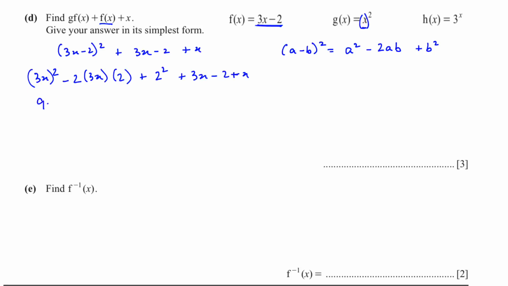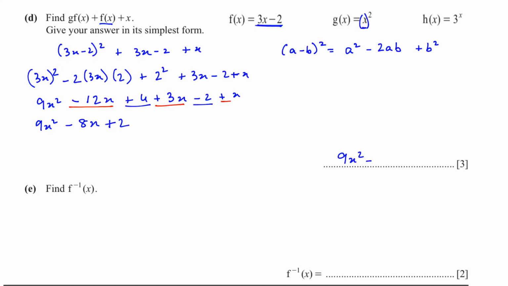When we simplify it, we'll get 9x squared. Remember, the square is for the 3 and for the x. And minus 12x plus 4 plus 3x minus 2 plus x. Add the like terms together, all the x's with the signs. So we have -12 plus 3 plus 1, which gives -8x, and plus 4 minus 2, which is plus 2. So that's our final answer, and it has been simplified.